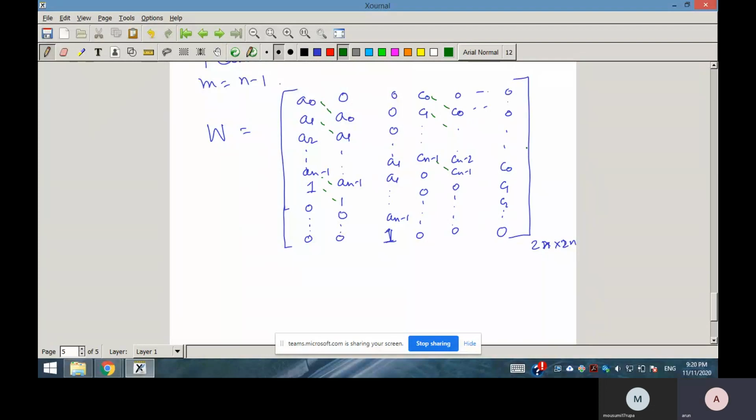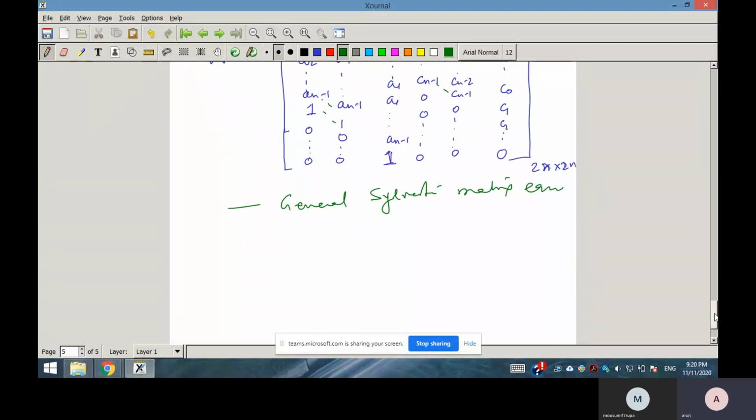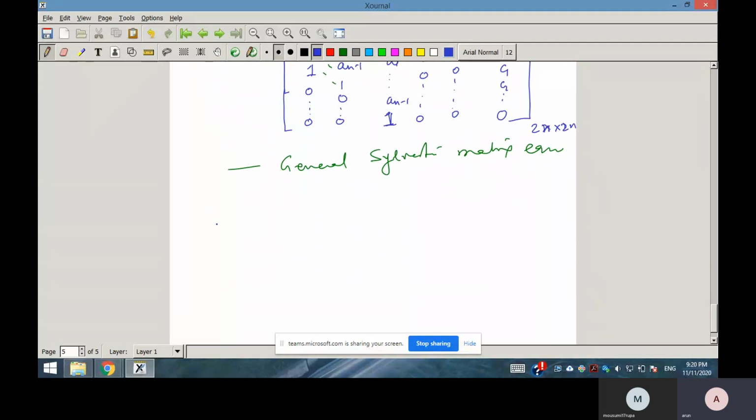Okay, so this is the general Sylvester matrix equation. Sylvester matrix is for general system, general controller design. So what will be your W now? W contains the controller parameters.